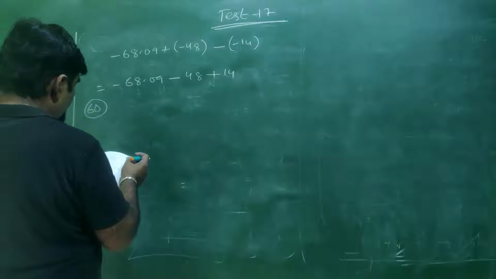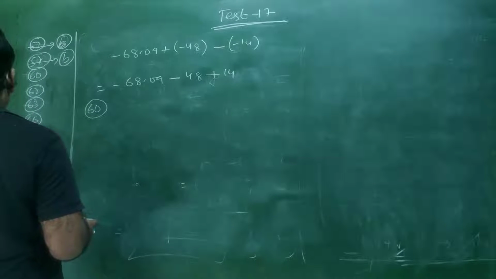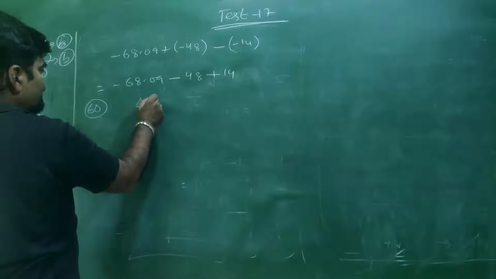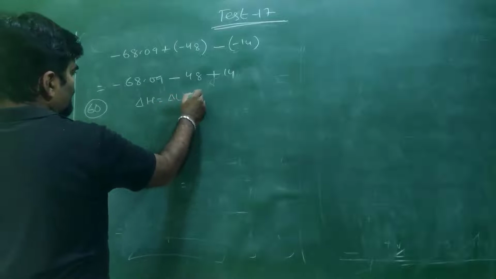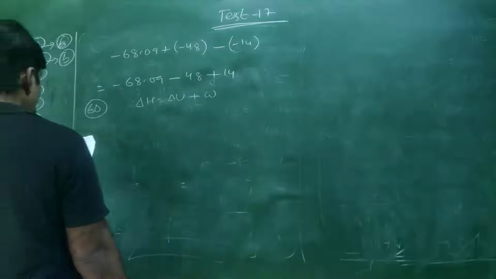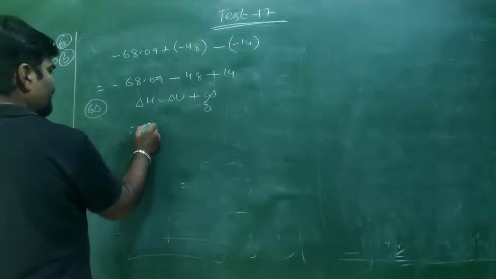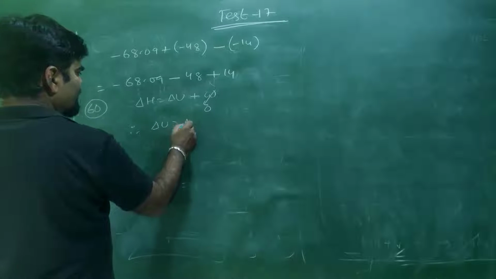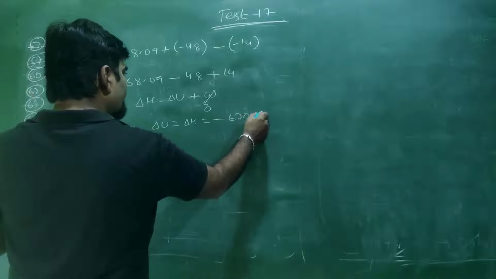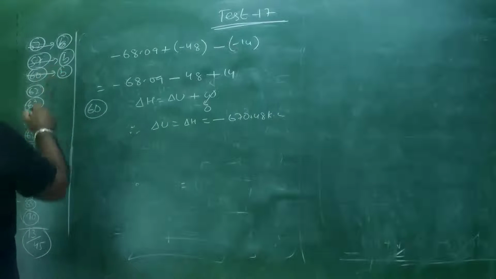The heat of combustion of ethanol determined in the bomb calorimeter is this. What will be the value of their del E at 298 Kelvin? See, we know that del H is equals to del U or del E plus W. Okay. And now W for bomb calorimeter is equals to 0. Therefore, del U is equals to del H itself, that is equals to minus 670.48 kilocalorie per mole. Where is the answer? B. So B is the answer.